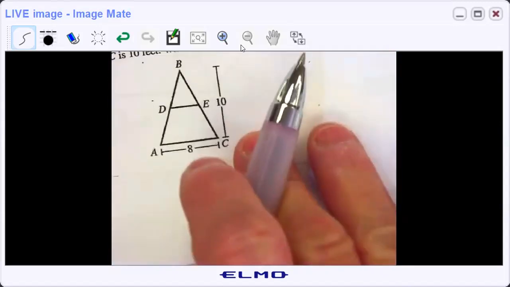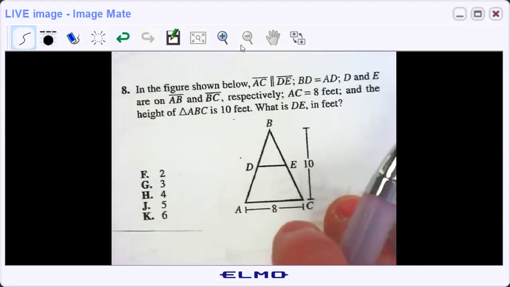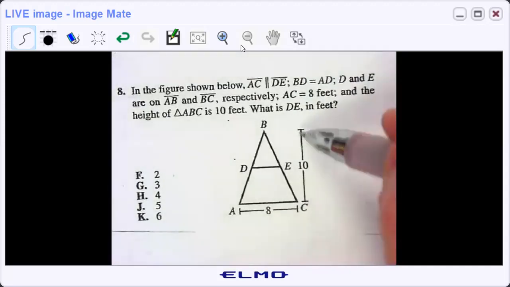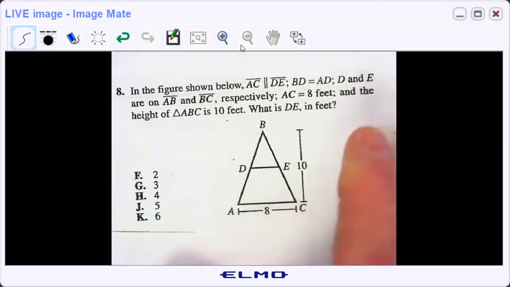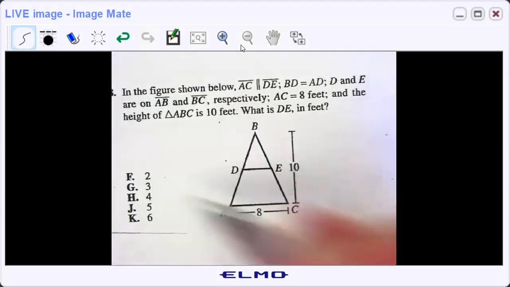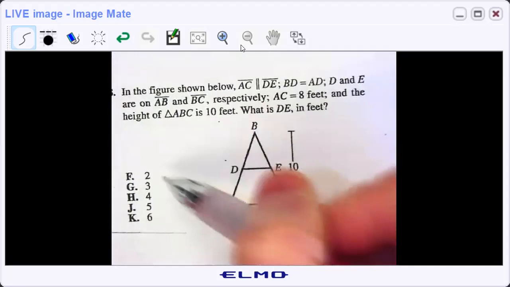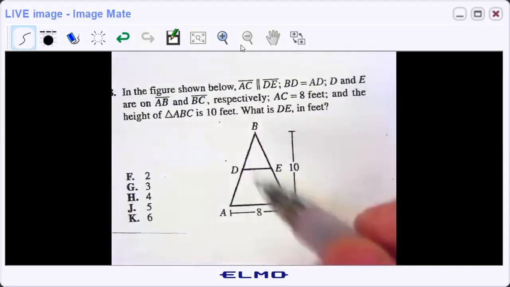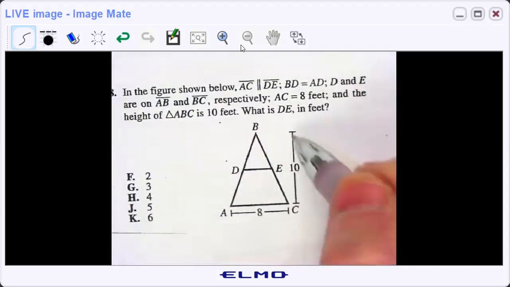Okay, the last one. One of the difficulties with the last one is they gave you this number 10 that doesn't get used at all. So unfortunately, some students are going to try to use it, make the numbers fit together and say 10 minus 8 is 2, something like that. But that's not going to get used at all.